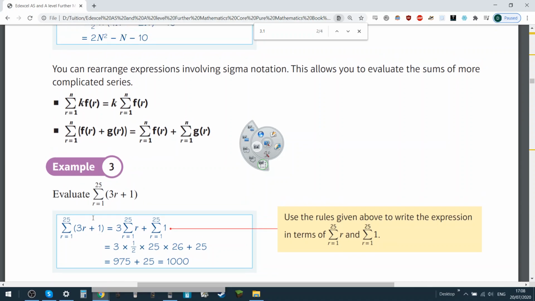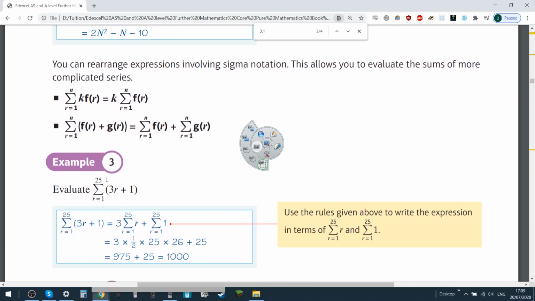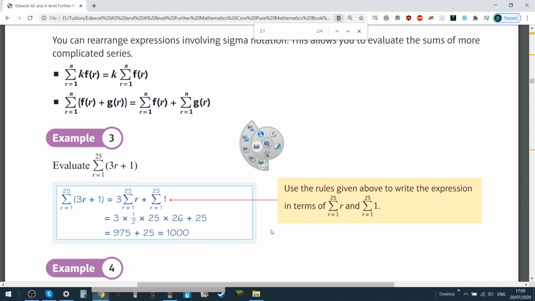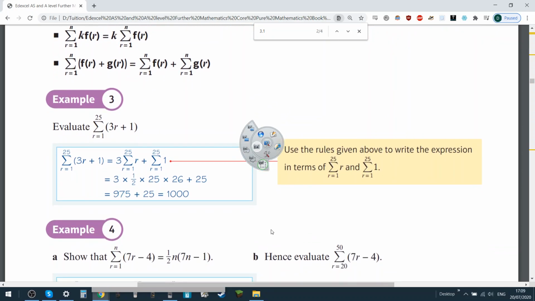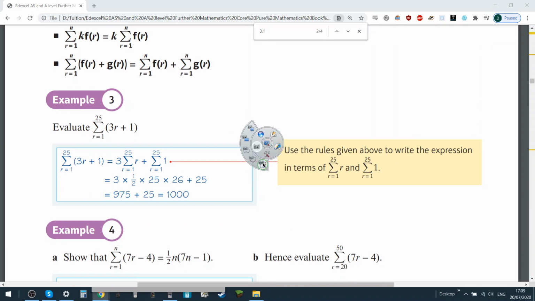What did they do here? So they used 3 times r. So 3 times a half times 25 times 26 plus 25, because that's just 125. Okay. I didn't know this was a thing. So they replace the r with sigma from 1 to. Yeah. All right. Okay. How about example 4?